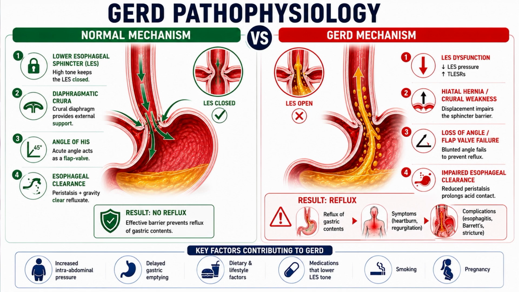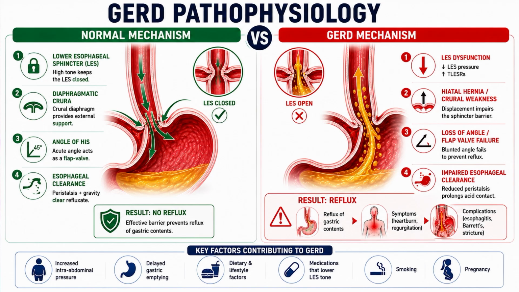Second, the diaphragmatic crura. The diaphragm provides external support to the LES. Third, the angle of His. The acute angle acts like a flap valve. Fourth, esophageal clearance. Peristalsis and gravity help clear any refluxed acid. Together, these mechanisms prevent reflux.